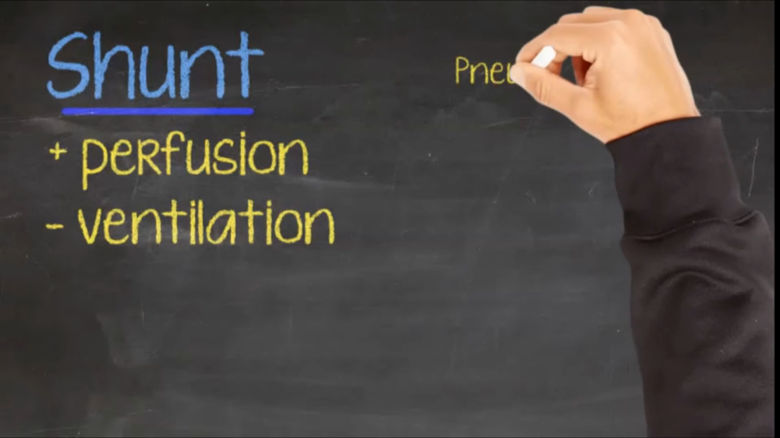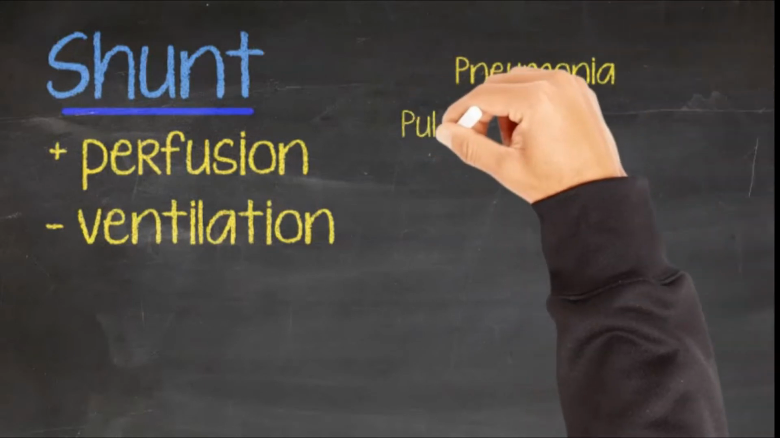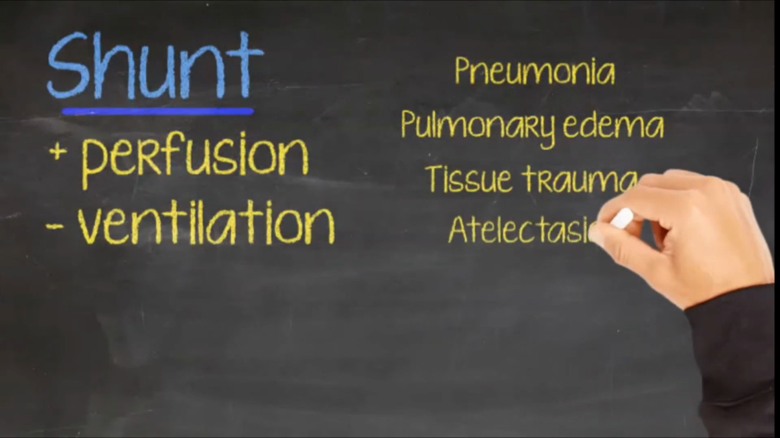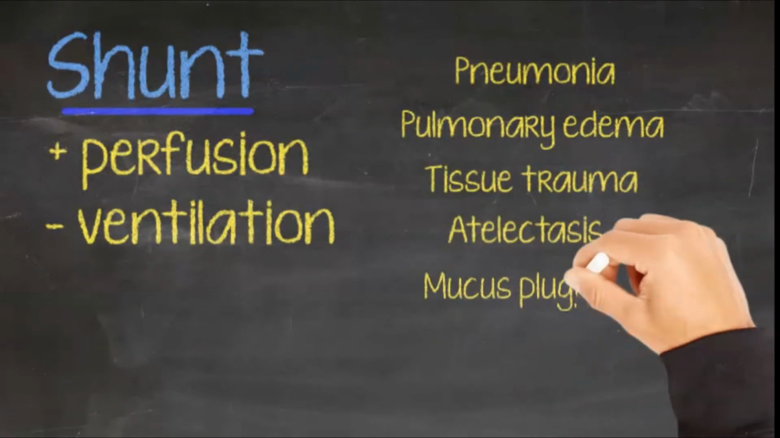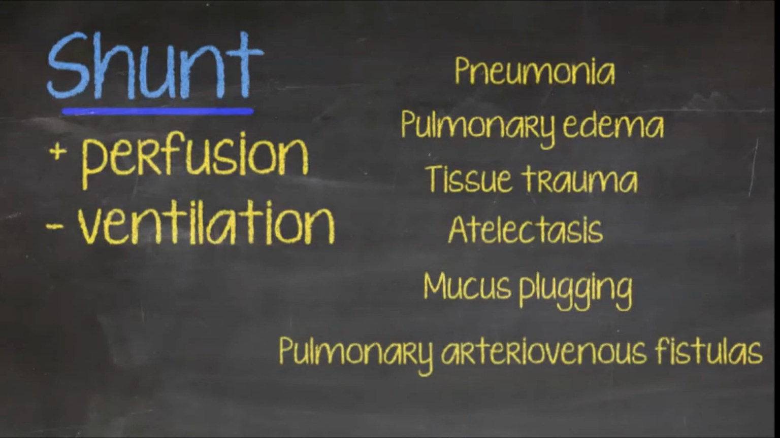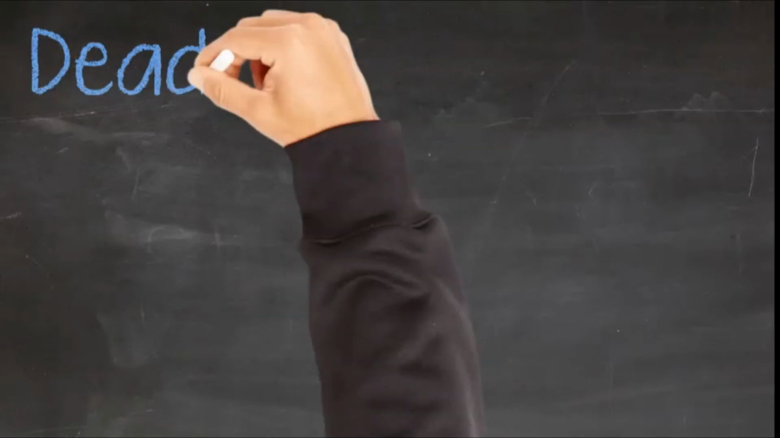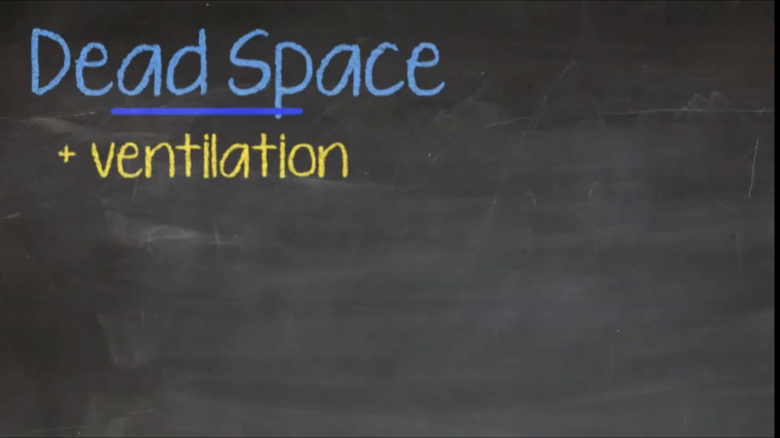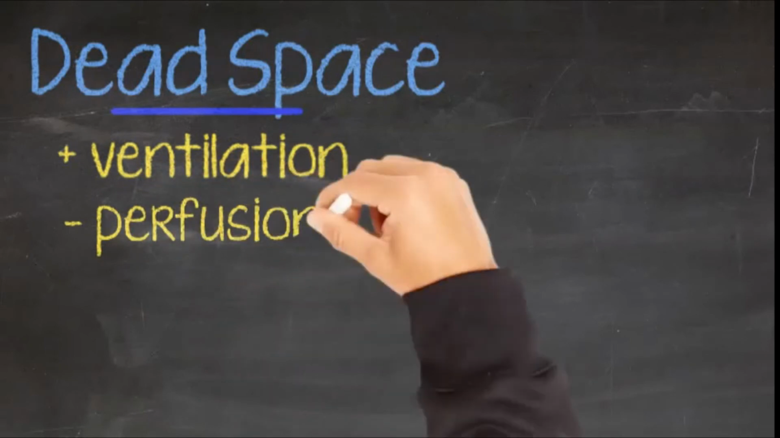The common causes of a shunt include pneumonia, pulmonary edema, tissue trauma, atelectasis, mucus plugging, pulmonary arteriovenous fistulas, etc. Dead space is the opposite. Ventilation is adequate, but there is little or no perfusion.